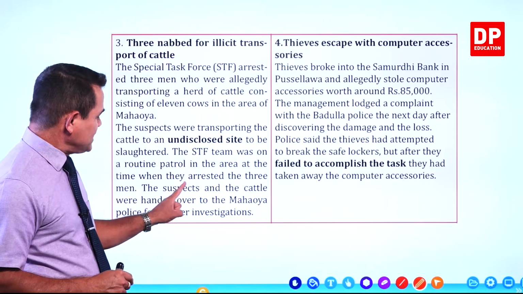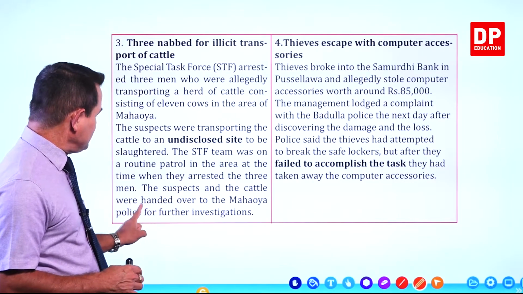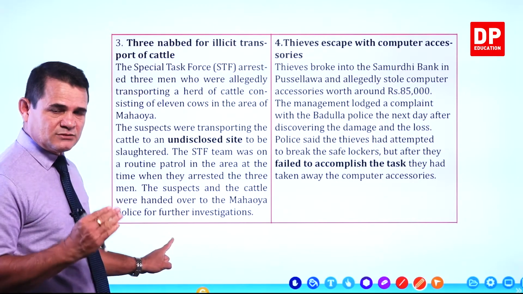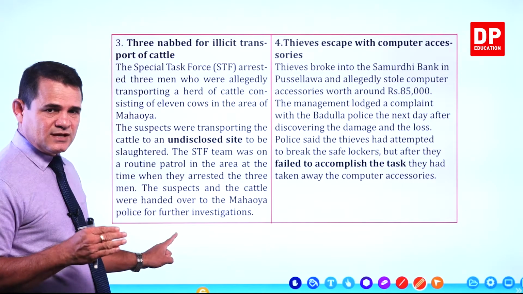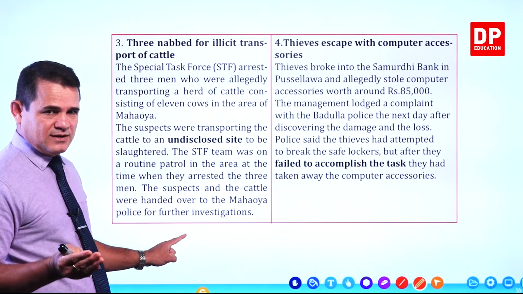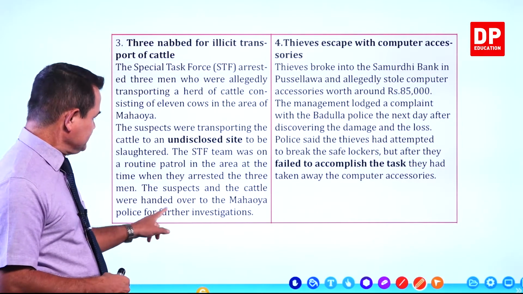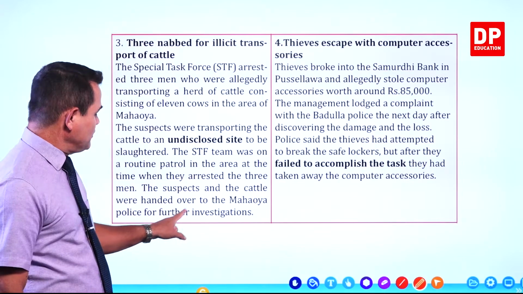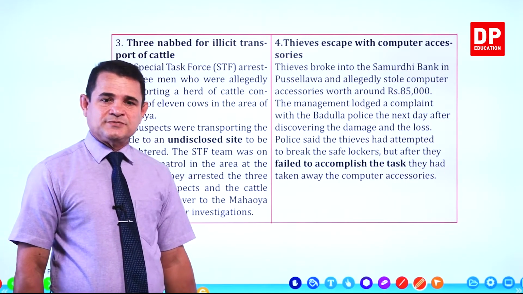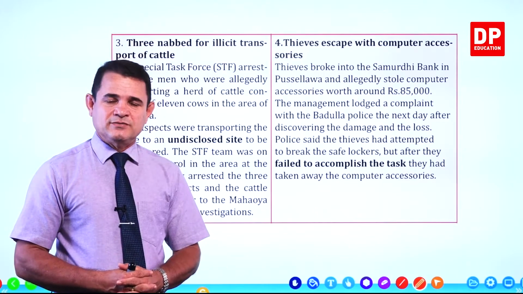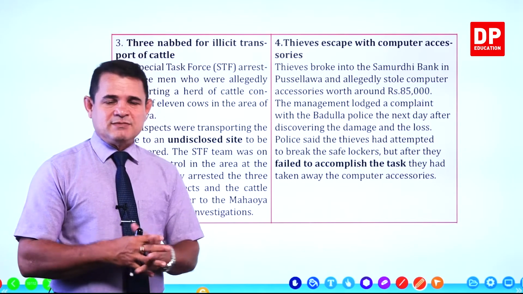The suspects and the cattle were handed over to the Mahaoya police. Suspect සැකකරු සහ cattle ගවයන් handed over. Hand over means බාර දෙනවා. To the Mahaoya police for further investigations. Further investigations වැඩිදුර විමර්ශනය සඳහා පොලිසියට බාර දුන්නා.